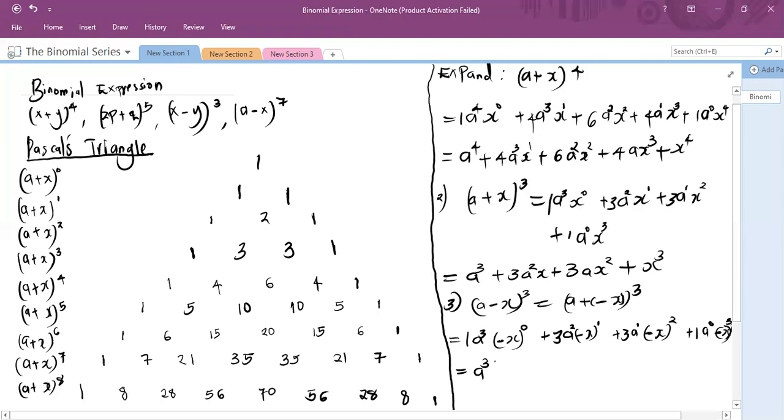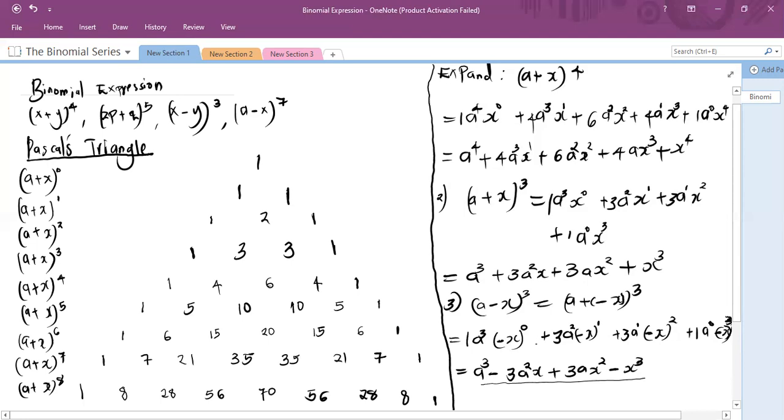And then this, because of this minus here, gives me minus 3a squared x. And then this here, minus x squared, is the same as positive x squared. So this gives me plus 3a x squared. Minus x cubed is the same as minus x cubed. So this gives me minus x cubed, which is my answer.